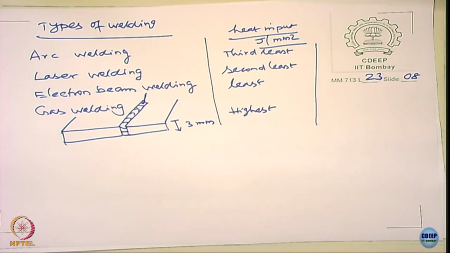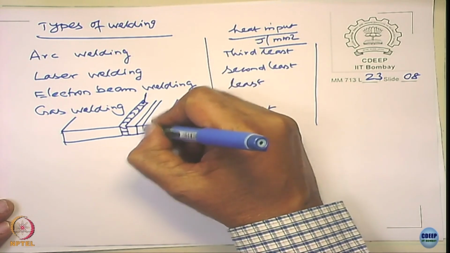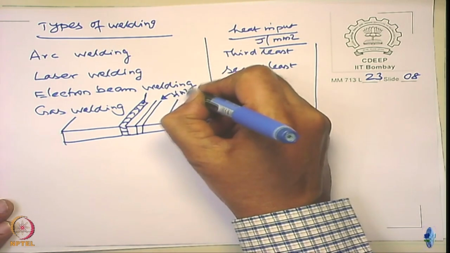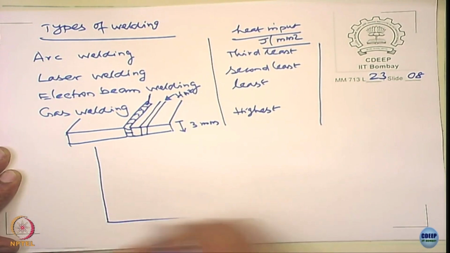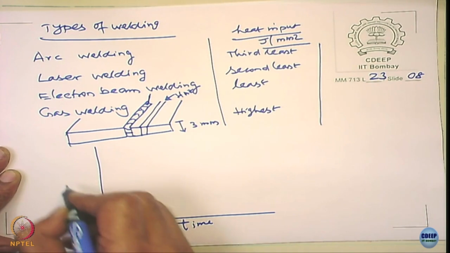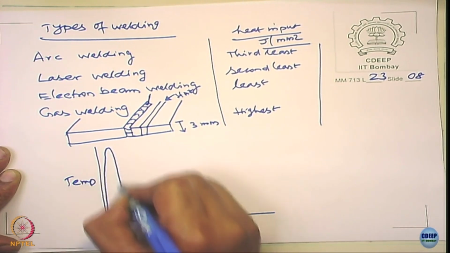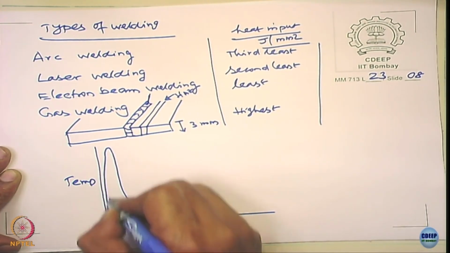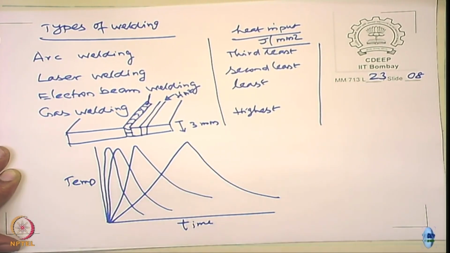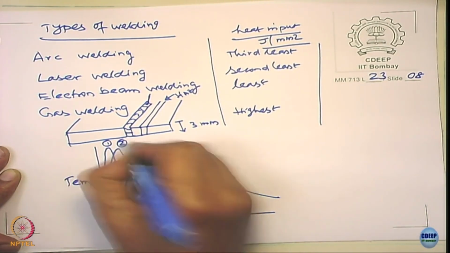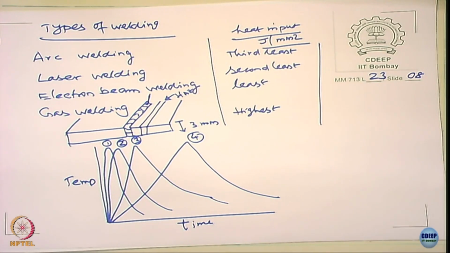If I take the so called HAZ temperature zone, okay, and I measure the thermal cycle, schematic only, not very exact, right.